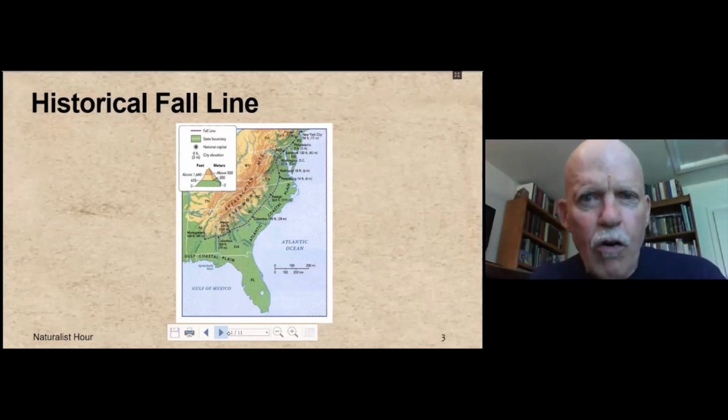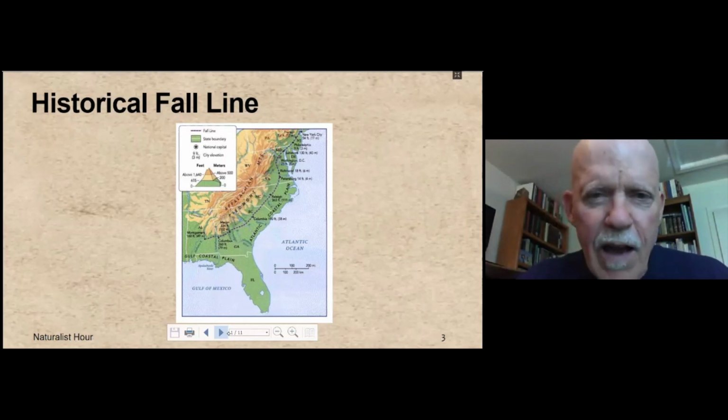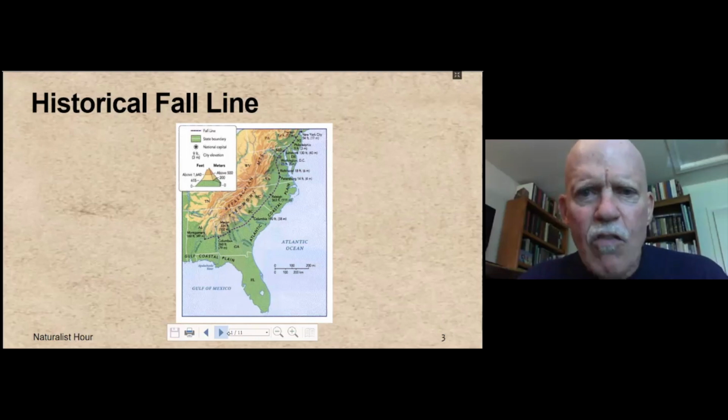For historical reasons or other reasons, the two cities were not literally built at the fall line the way that Richmond was, okay? So that's the concept of the fall line in terms of its history.